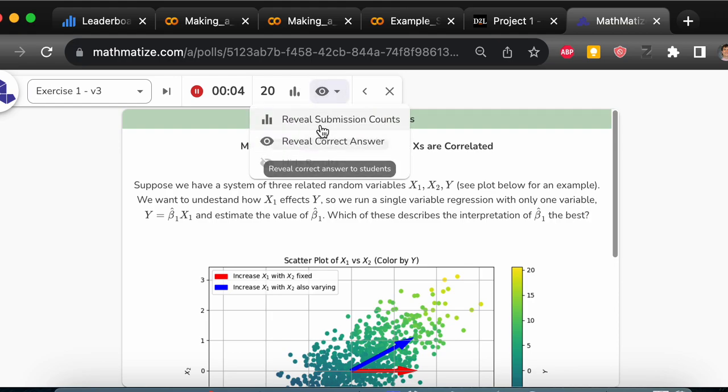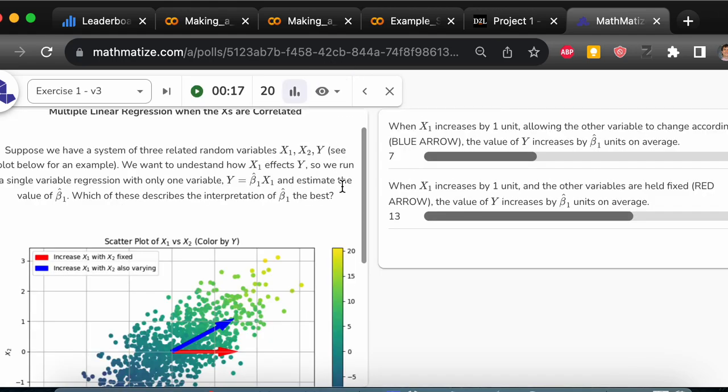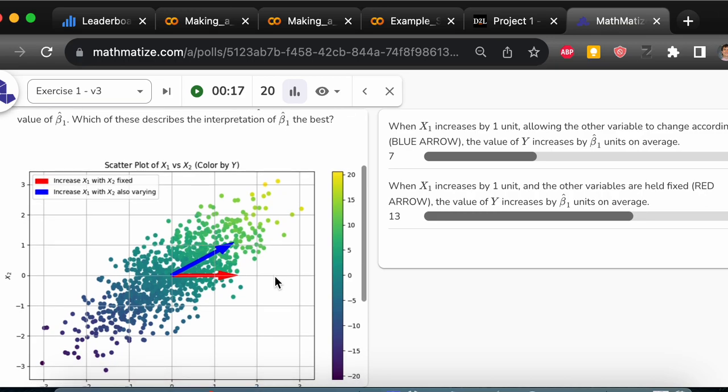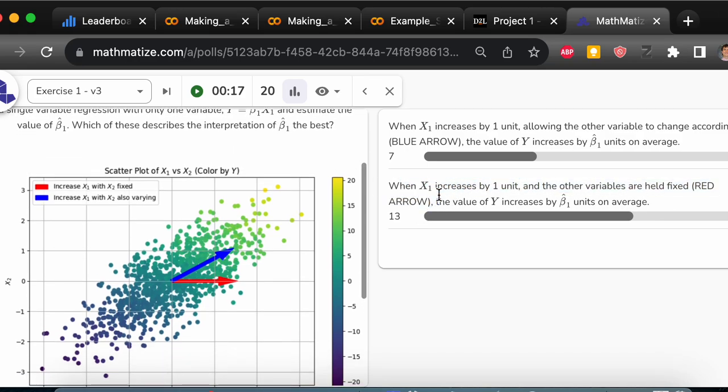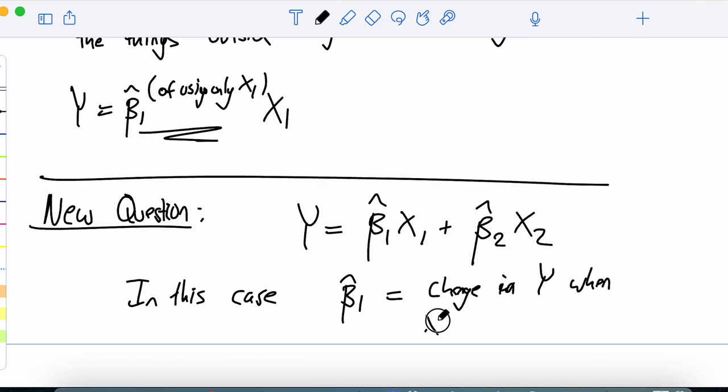And 20 people answered the new version, where we have replaced the regression, instead of beta hat 1 x1, with beta hat 1 x1 plus beta hat 2 x2. So a different type of regression. And in this situation it really is the red arrow this time. 13 people are right this time. I won't hit reveal answer because, of course, the computer doesn't know that we changed the question. But the answer really is the red arrow. In this case, beta hat 1 equals the change in y when x1 goes to x1 plus 1 and x2 stays constant.